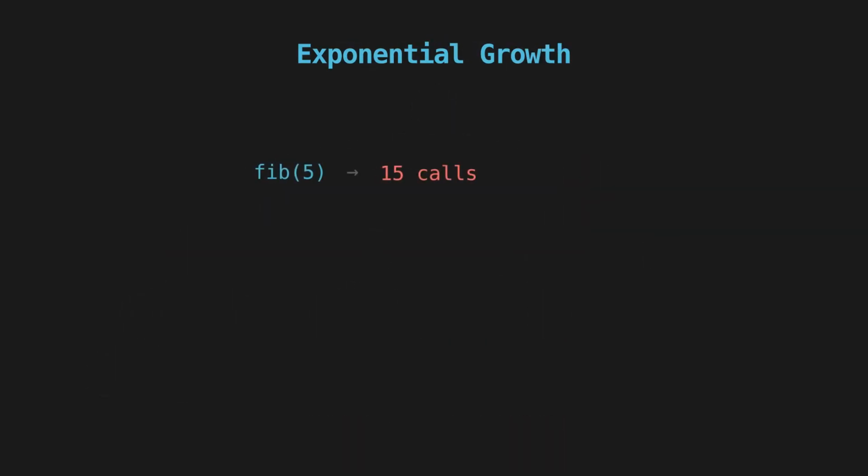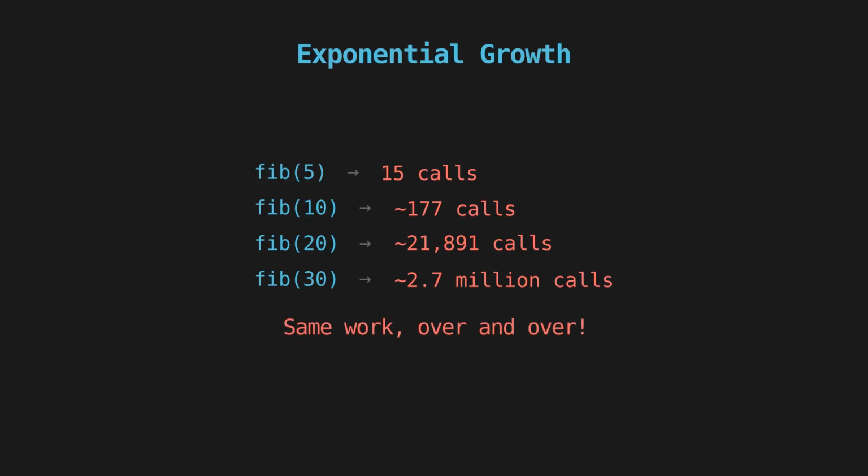This redundancy is the fundamental problem. The number of calls grows exponentially. Fib of 5 makes 15 calls. Fib of 10 makes about 170. Fib of 30, over 2.5 million. A simple 3-line function can bring your computer to its knees. The tree is just too big, full of redundant work.